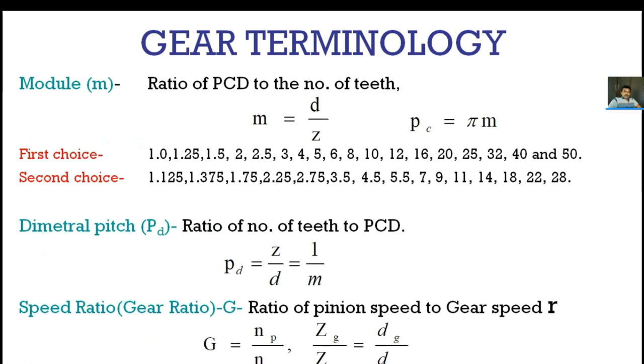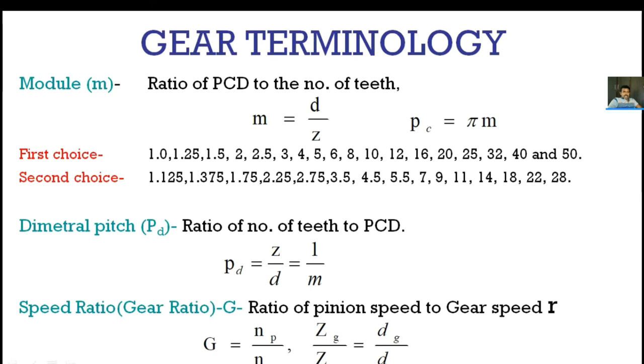There are different module values for gears, standard modules. These are all the standards while manufacturing gears. Module 1, 1.25, 1.5, 2, 2.5 and so on up to 50. The second choice for modules: 1.125, 1.375, 1.75, like this. These are the two international standards for gear modules.